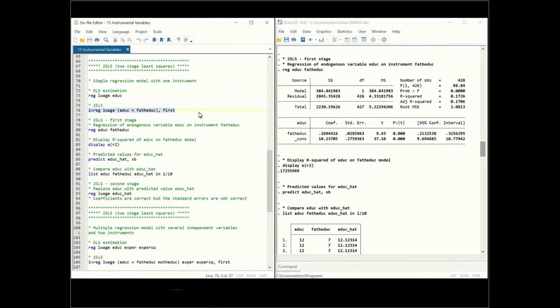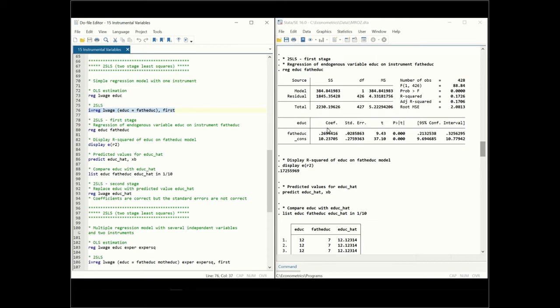Now, if we want to do it slowly, here's how we can do it slowly. Stata gives you the shortcut using these commands here. So in order to run the first stage, what we need to do is regress the endogenous variable education on the instrument father's education. So we are doing regression of education on father's education. I'm repeating what we did above. So this is the first stage, regression of education on father's education.